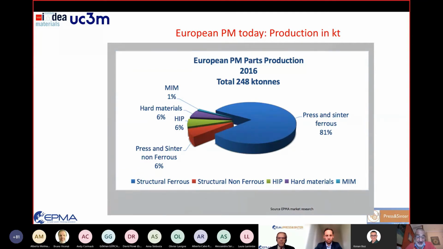Non-ferrous materials like copper-based materials for bearings and so on are in the order of 6%, and the press and sinter of ferrous powder metallurgy is in the order of 81%.